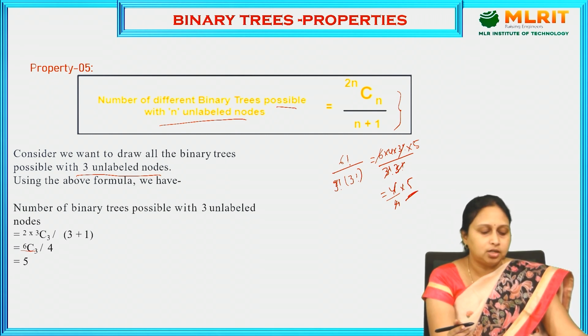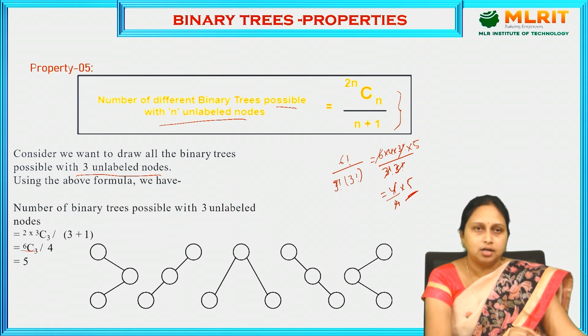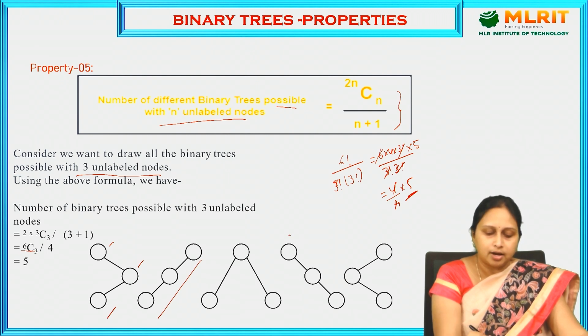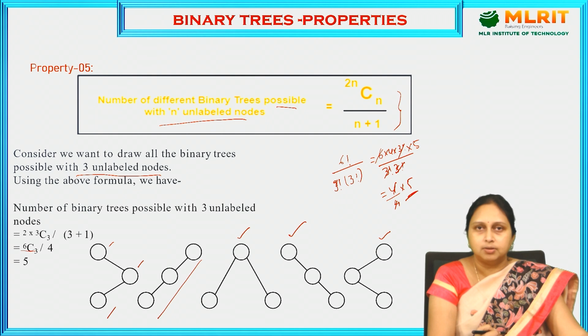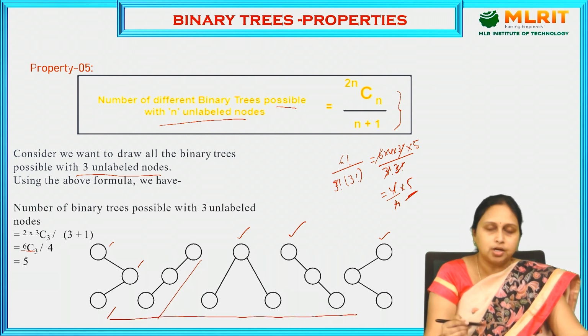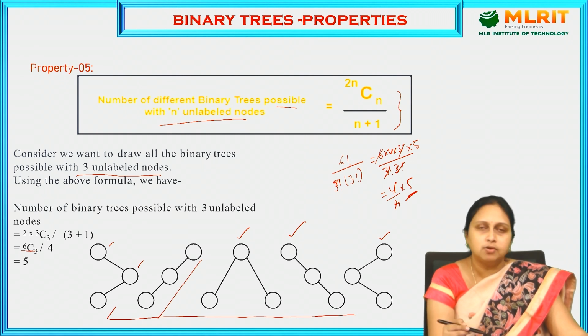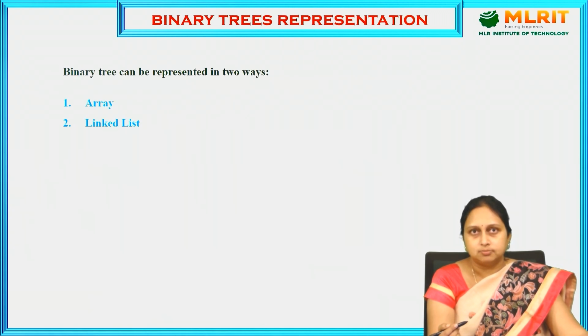Let us see what are the different binary trees we can construct. Here we have the 3 nodes. Here we have a left skewed and a right skewed, and this is a normal binary tree and this is another one, right? Like this way we can construct 5 different binary trees from 3 unlabeled nodes. Like this way we can find it for others, suppose I have been given 4 labeled or 5 labeled nodes, we can construct the binary trees.